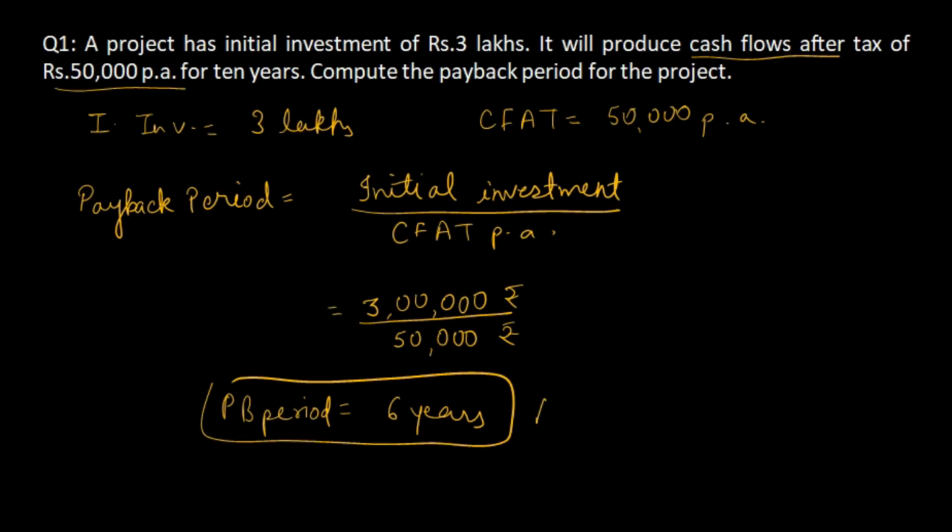I hope it is clear. So this was a very simple question. We just have to see what is the original investment or initial investment that we have to take in the numerator, and in the denominator we have to take CFAT per annum. If it is the same for each year, then we have to use this formula. With this we'll easily find out the payback period. So this 3 lakh amount can be recovered in 6 years. We are not talking about more than that, but this 3 lakh, our original investment, we can recover in 6 years in this question.